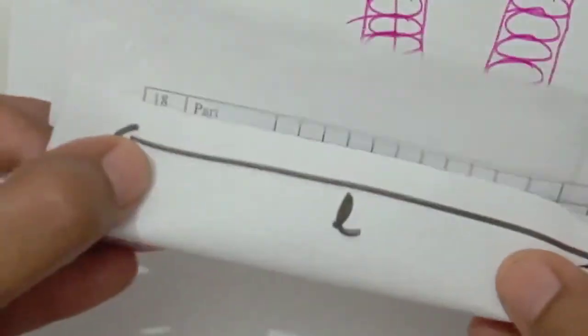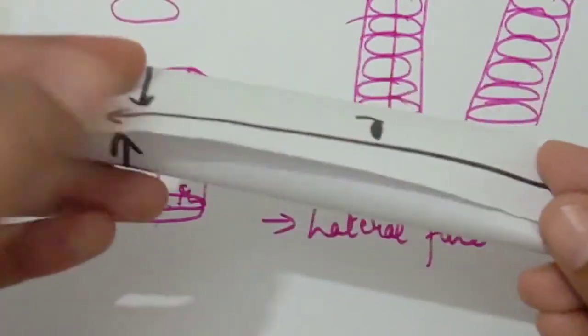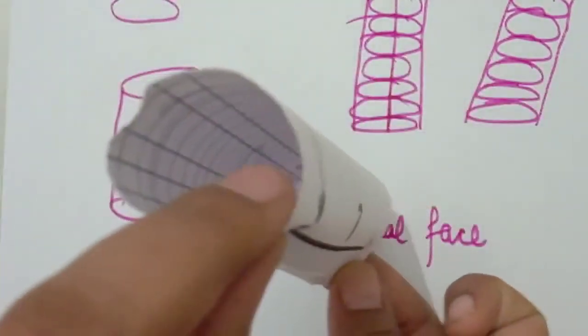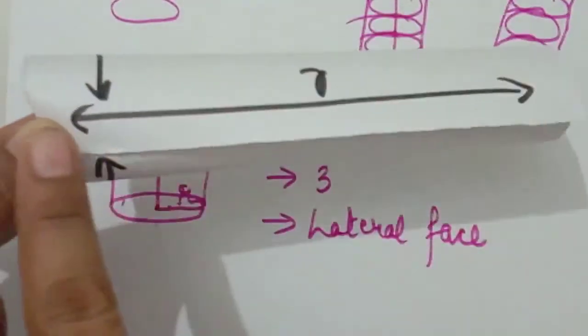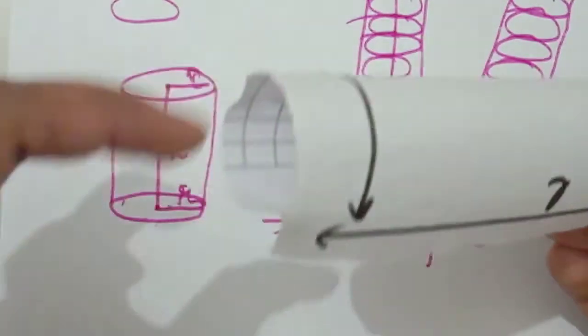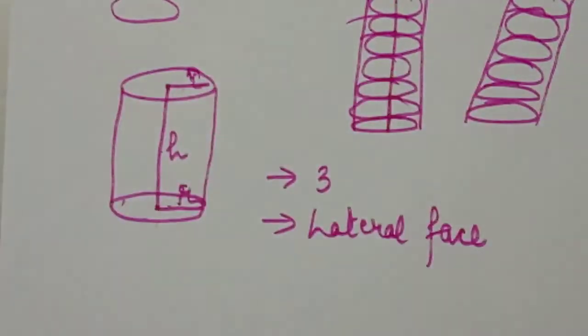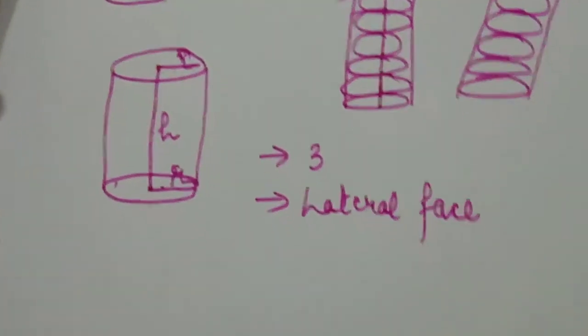It is also possible when we take this length as a height. Now it is also a cylinder. Here we are taking length as a height, and now breadth is the circumference of the circle. Now students, I will show you how we will find the curved surface area of a cylinder.